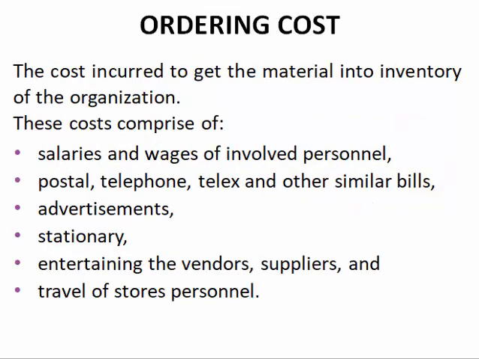Next is the ordering cost. Ordering cost is also known as the procurement cost. This is the sum of the fixed costs that are incurred each time an order is placed. These costs are associated with physical activities required to process the order. The ordering cost is not associated with the quantity ordered.